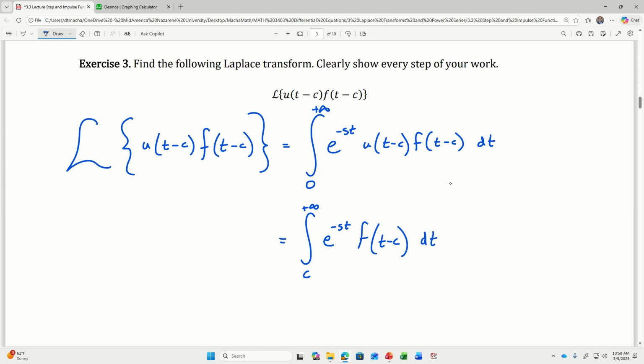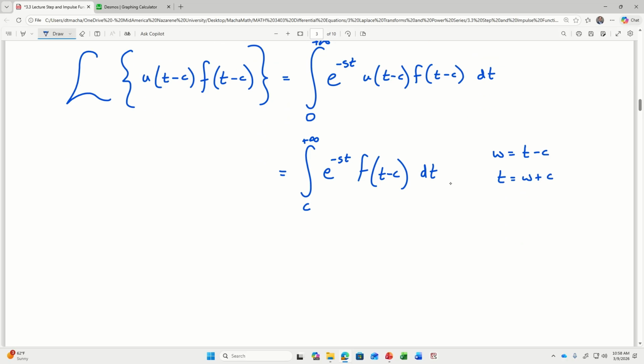And then I would like to do a w substitution, because I've already used the letter u. And we'll say w is equal to t minus c. And that means t is going to be w plus c. And this becomes the integral from 0 to infinity. It's 0 because I got to plug in the c in my formula for w. And by the way, dw and dt will be the same.